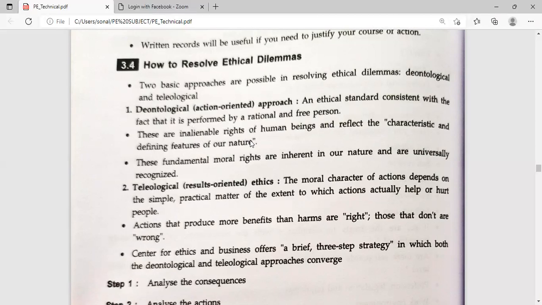These are inalienable rights of human beings and reflected the characteristic and defining features of our nature. These fundamental moral rights are inherent in our nature and are universally recognized. Second आती है teleological, that is result oriented ethics.